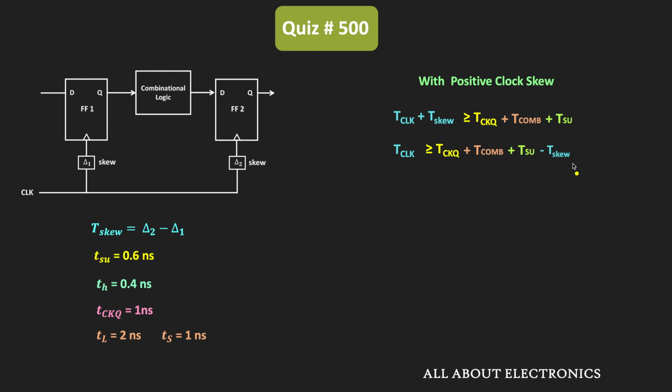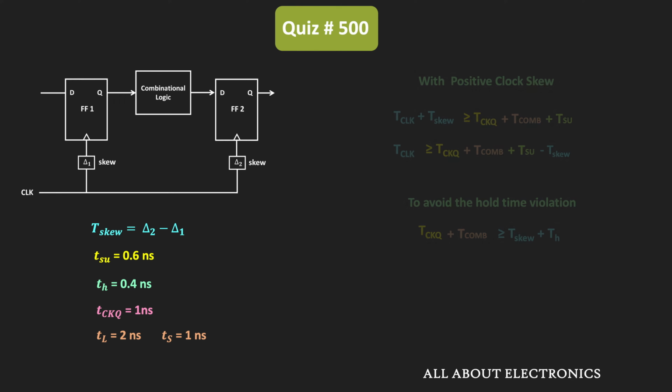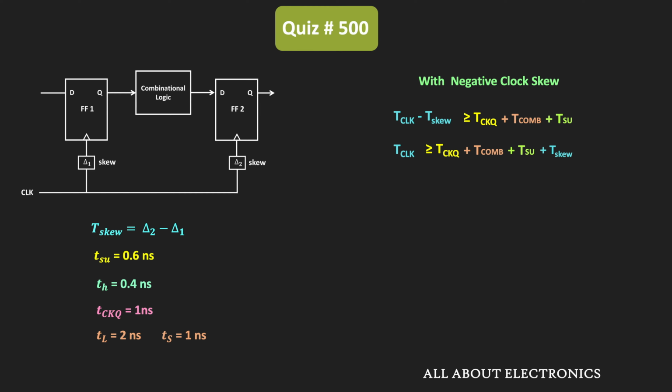That means if we have a positive clock skew, then it is possible to operate the circuit at a higher frequency. But at the same time, if we have a positive clock skew, then we might face the hold time violation. And we have seen that to avoid the hold time violation, this condition should get satisfied. That means TCKQ plus Tcom should be greater than or equal to T skew plus TH. On the other hand, if we have a negative clock skew, then the minimum required clock duration will increase. But with the negative clock skew, the chances of the hold time violation will reduce.